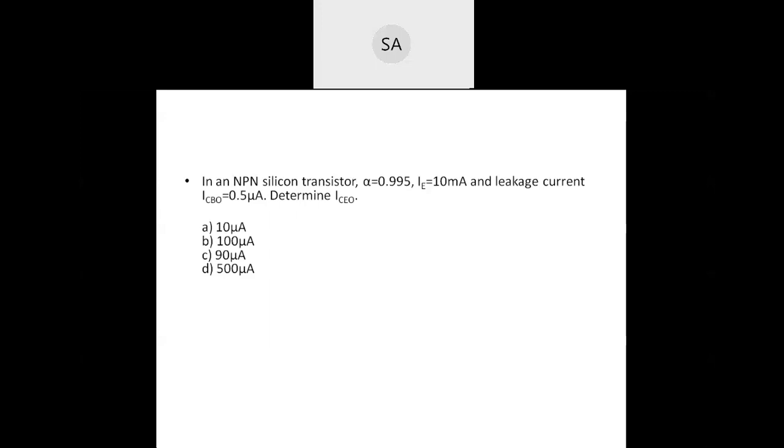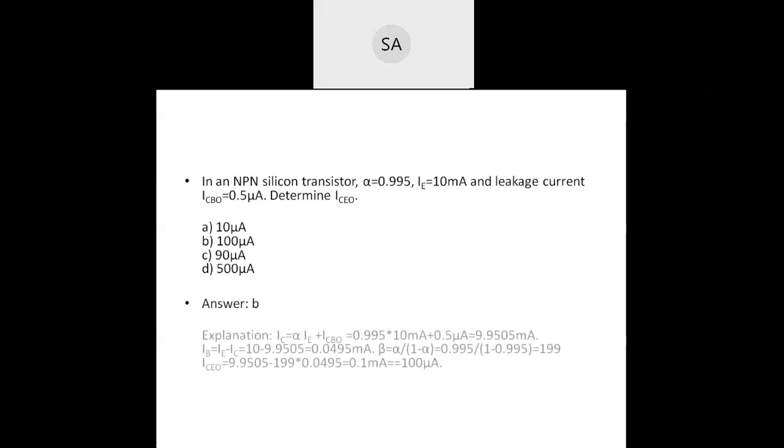What is the solution? Determining the ICEO. So we have the equation: IC is equal to alpha IE plus ICBO. Here alpha is given, ICBO is given, IE is given. So substituting the values, 0.995 into 10 milliamperes plus 0.5 microamperes, you will get 9.95 milliamperes.